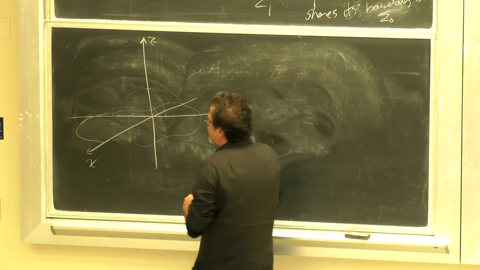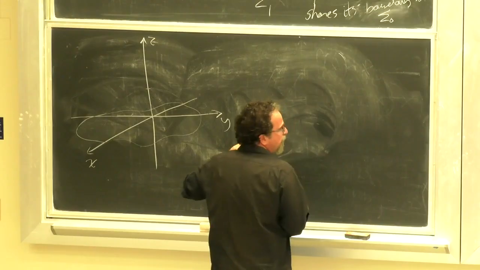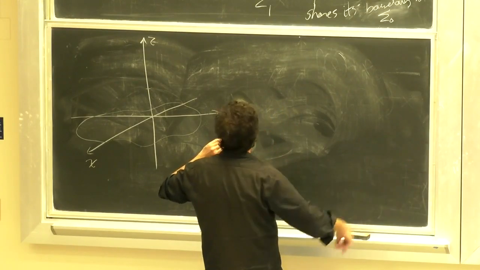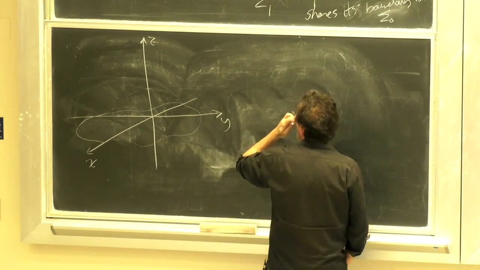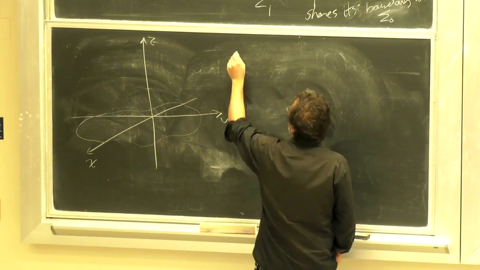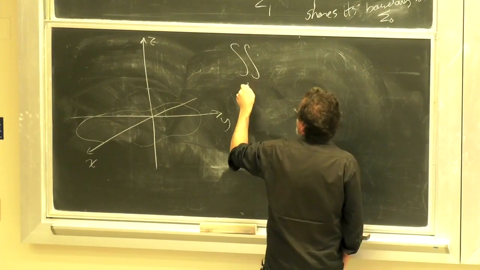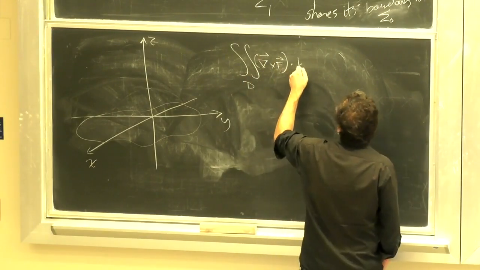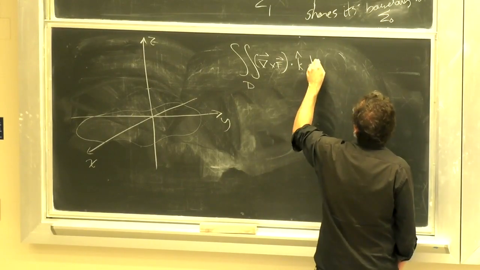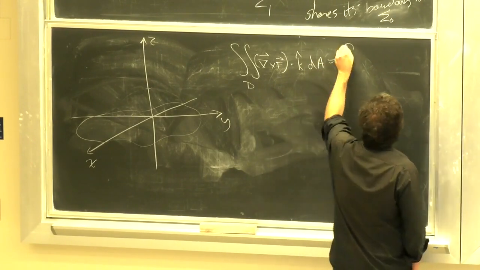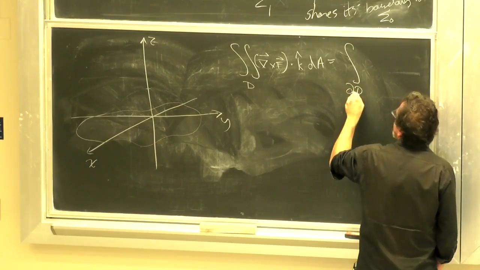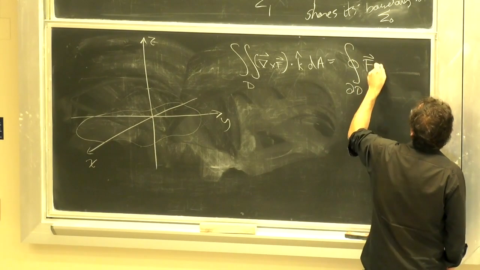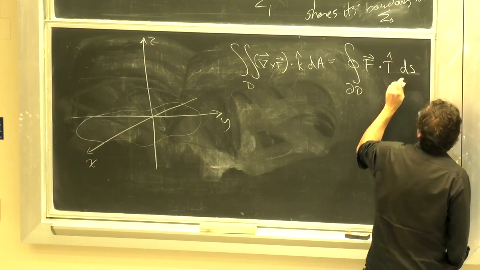Now, Green's theorem says the following. Let's look at the circulation form of Green's theorem, because I want to work it into the form of Stokes' theorem. It says the double integral over this domain D of the curl of a vector field dotted into k hat dA is equal to the integral over the boundary of the domain D, which is closed, of F dot t hat ds. This is counterclockwise.